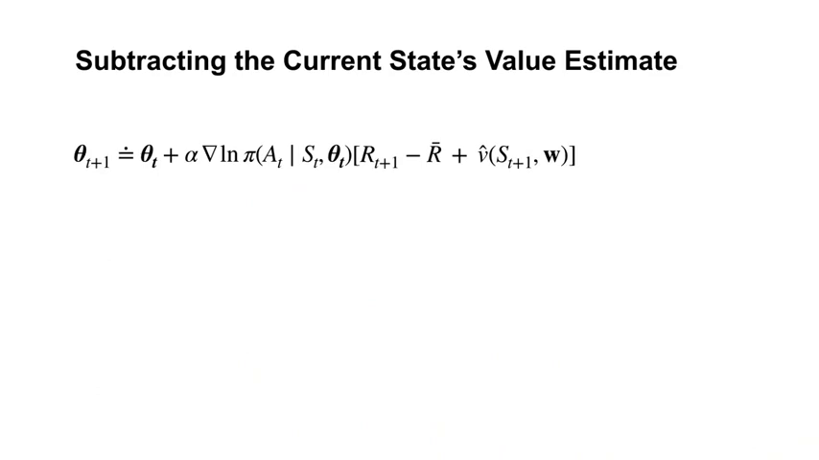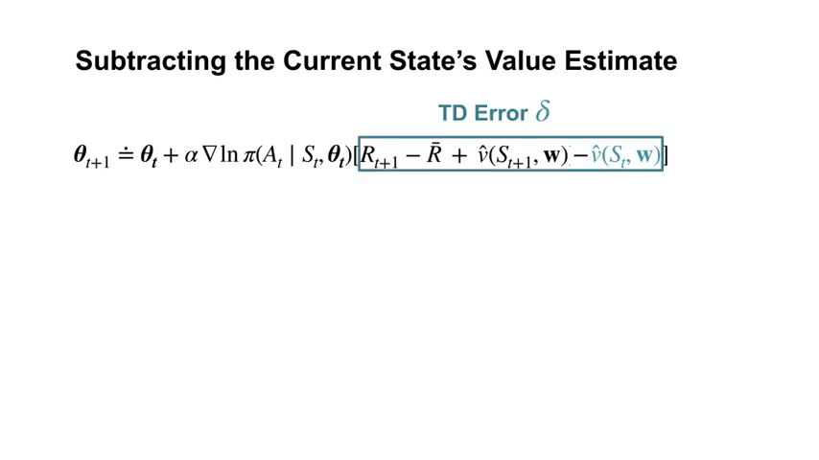We could use this form of the update, but there is one last thing we can do to improve the algorithm. We can subtract off what is called a baseline. Instead of using the one-step value estimate alone, we can subtract the value estimate for the state S_t to get the update that looks like this. V hat of S_t is the baseline in this case. Notice that this expression is equal to the TD error.